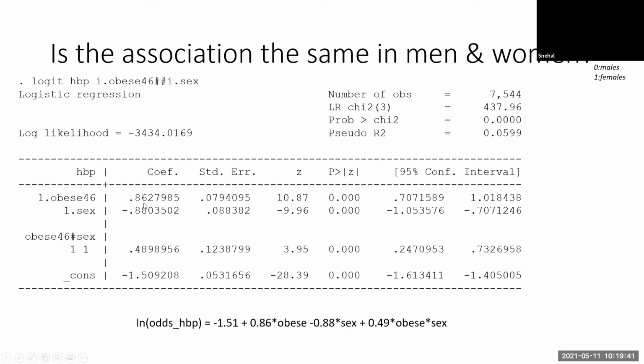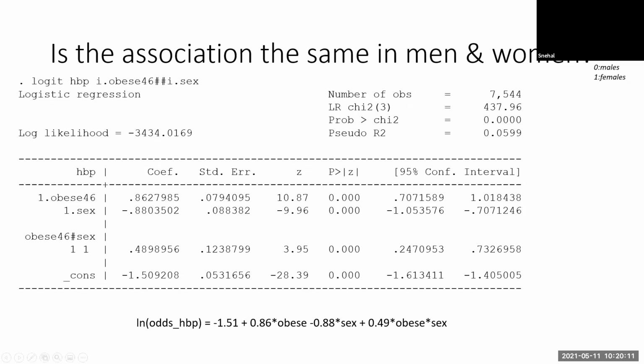plus the coefficient for obesity, 0.86, plus the coefficient for sex, which is minus 0.88, plus this extra bit, which is 0.59, which is the coefficient for obesity times sex. So that's the extra, if you want to think about it, loosely speaking, it's the extra bit of effect that happens when you're obese and you're female. Yeah, because over here, sex is 1 if you're a female.